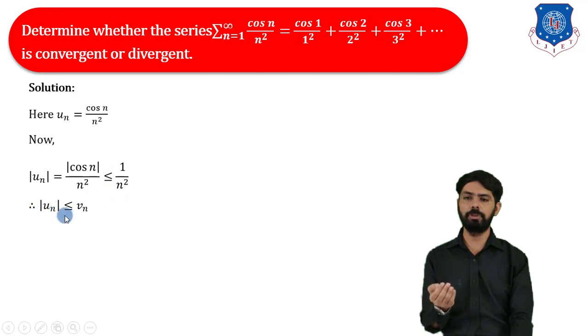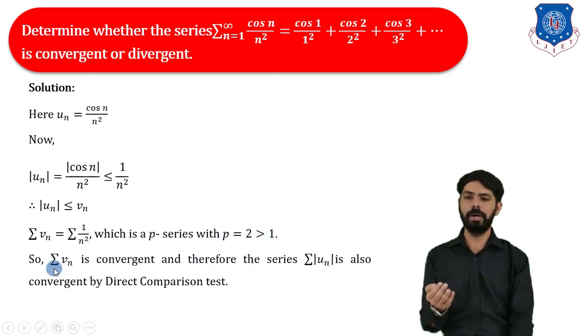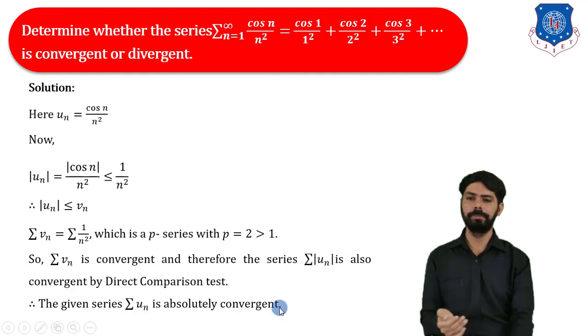Therefore, we can say that modulus of un is less or equal to vn. Here sigma vn is equal to sigma 1 upon n square, which is a p series with p equal to 2 and which is greater than 1. So sigma vn is convergent, and therefore the series sigma modulus of un is also convergent by direct comparison test. Therefore, the given series sigma un is absolutely convergent because here sigma mod un is convergent. So if sigma mod un is convergent, then we can say that sigma un is absolutely convergent.